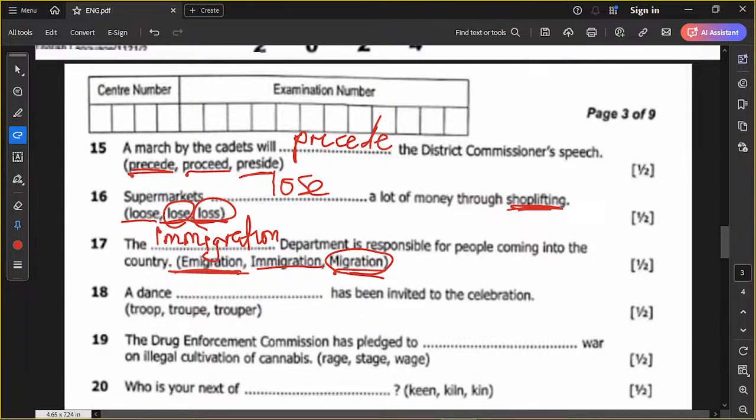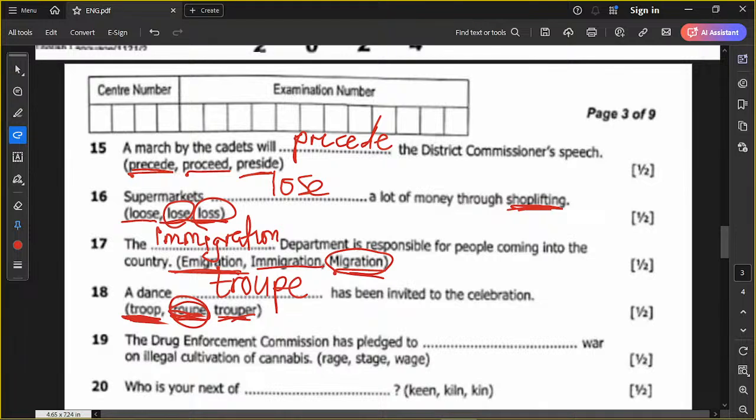Question 18. A dance dash has been invited to the celebration. Okay, so we have got troop, troupe, trooper. Okay, so troop, this one is for a group of soldiers. Troupe, this one is for a group of performers. Then trooper, this is a member of a troop of soldiers. So the correct answer is troupe of performers. Okay, a dance troupe has been invited to the celebration.